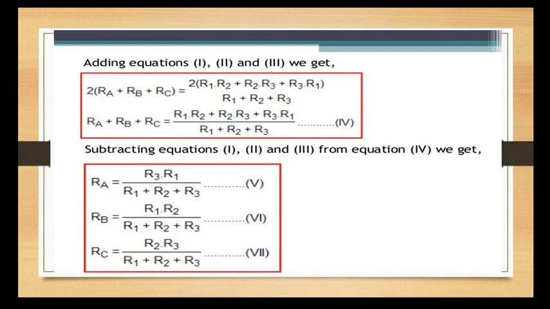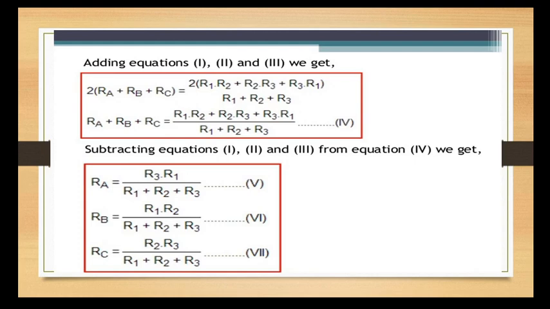So if you are having a delta connection with resistances R1, R2, R3, that connection is equivalent to a star connection with resistance RA, RB and RC, with the given values of RA, RB and RC as this 5th, 6th and 7th equation. So that is the delta to star transformation.